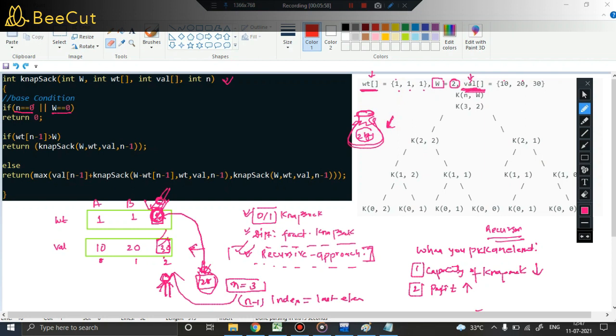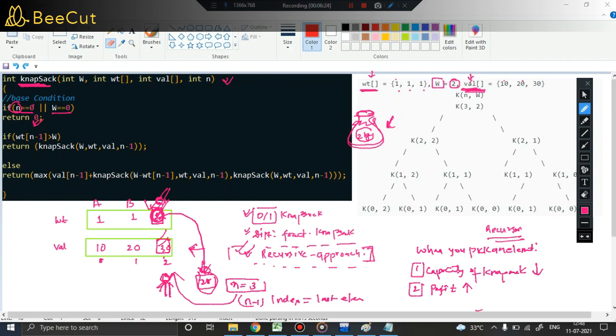I hope you are aware of how the base condition was designed in the previous video. Now what does the base condition indicate? This particular function is targeted to find the profit, right? Whenever n is equal to 0, meaning there are no elements at all in the shopping mall, you enter the shopping mall to rob something, but you see that it is completely empty. There are no items. What will be your profit? 0, isn't it? Because I will not be able to take any items.